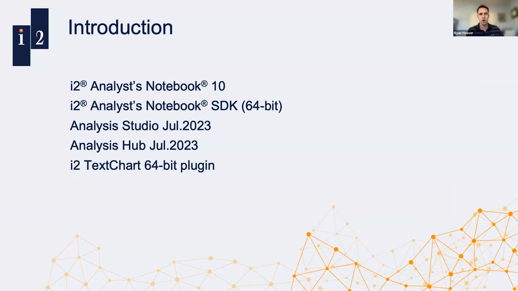These were products that were formerly known as Analyst Notebook Premium and Enterprise Insight Analysis. Those were rebranded in December of last year to Studio and Hub, and there's a lot of new capabilities that we've recently introduced during the July release. And then last but certainly not least, we'll talk about I2 TextChart, which is our unstructured text analytics capability.